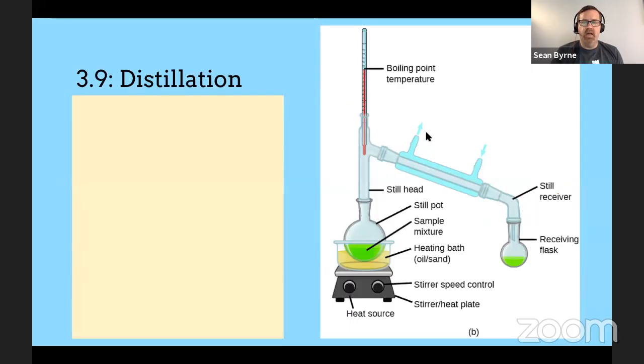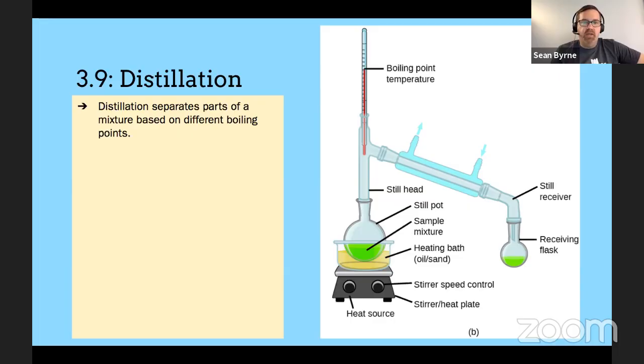The second separation technique that was suggested that we review here today is distillation. In our distillation, we're going to be looking at a mixture, but again, this mixture must have 2 different component parts that have different boiling points. And we're going to be able to separate them based on the fact that they have different boiling points.